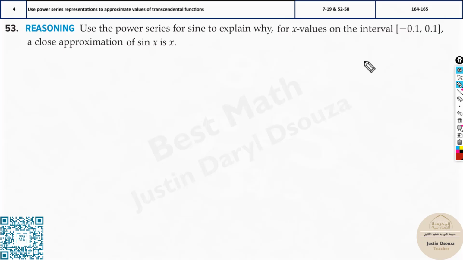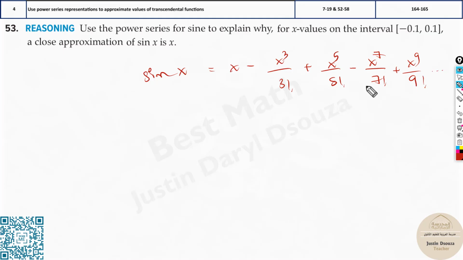Okay, first let's write the formula for sine x. I'm not going to write the entire summation notations and everything. I know sine x is directly x minus x power 3 by 3 factorial plus x power 5 by 5 factorial minus x power 7 by 7 factorial plus x power 9 by 9 factorial, and it goes on. I've just written 5 terms. Now what they're asking is, okay, I get what they're meaning.